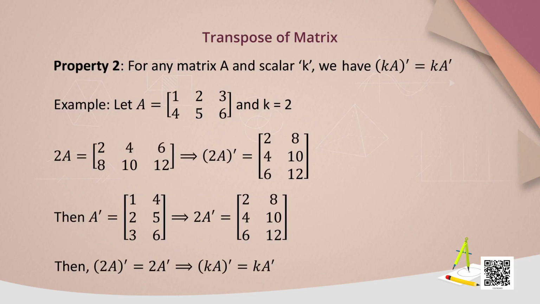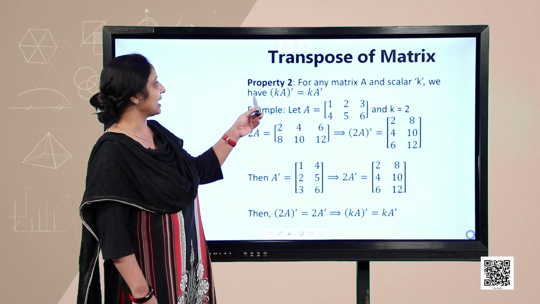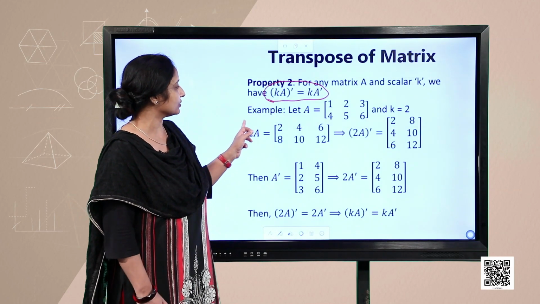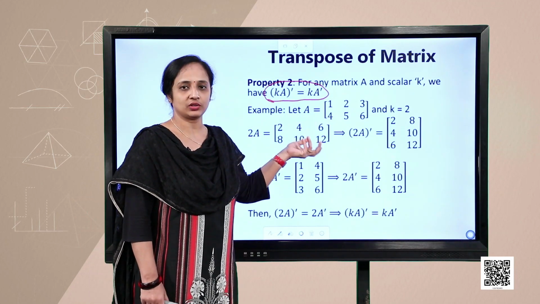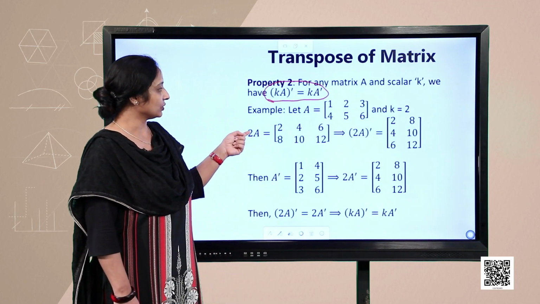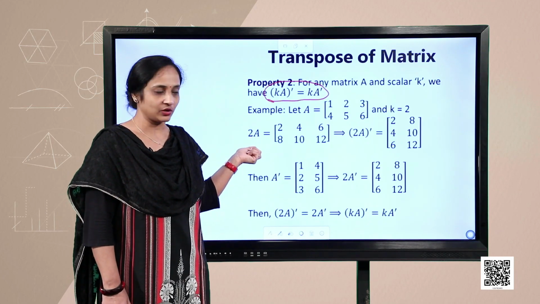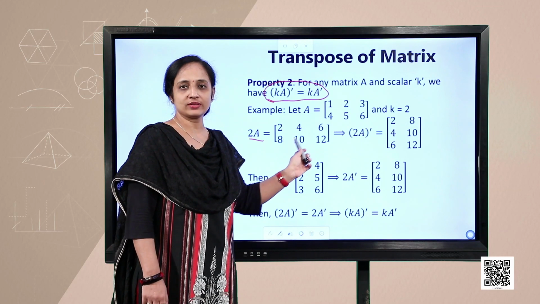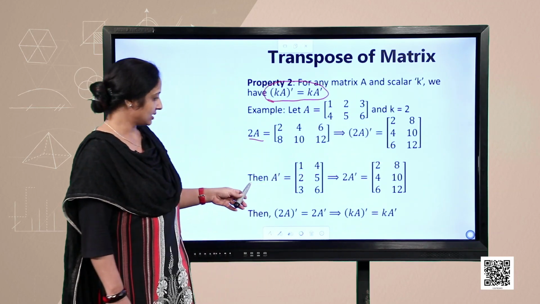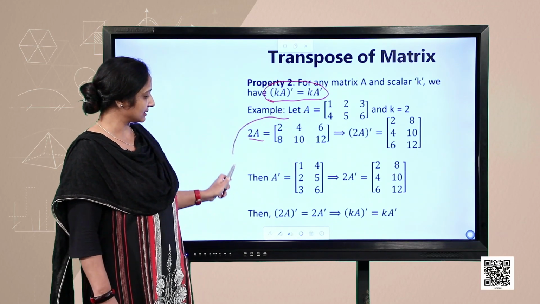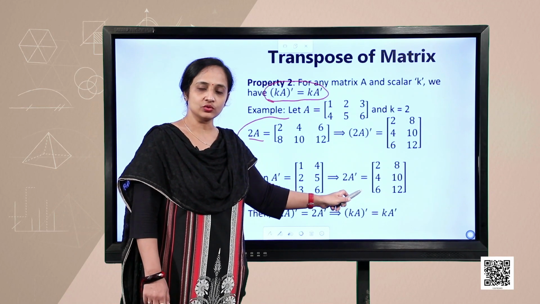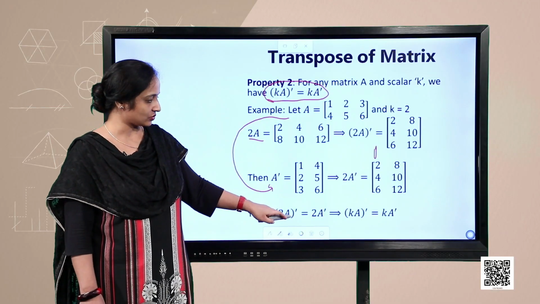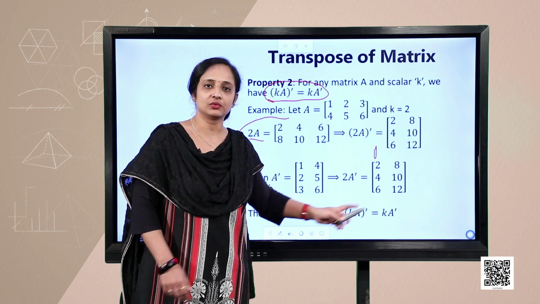Property number 2, for any matrix A of any order and a scalar K, we have this property verified. K A whole transpose is equal to K into A transpose. So let's take one example. A is a matrix 1, 2, 3, 4, 5, 6 and K is a scalar quantity 2. So 2A, that means you are going to multiply each and every element of matrix A with 2. So this becomes 2A. You take its transpose. So rows and columns are going to interchange and you are getting this matrix. Now take A transpose, take transpose of this matrix A. Multiply this by 2, so you are getting 2A transpose. So both the matrices are equal. So this property is also verified that K A whole transpose is equal to K into A transpose.